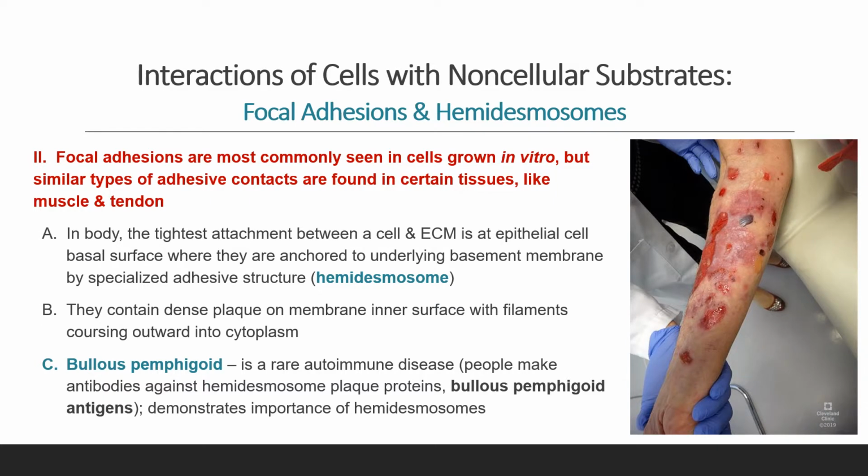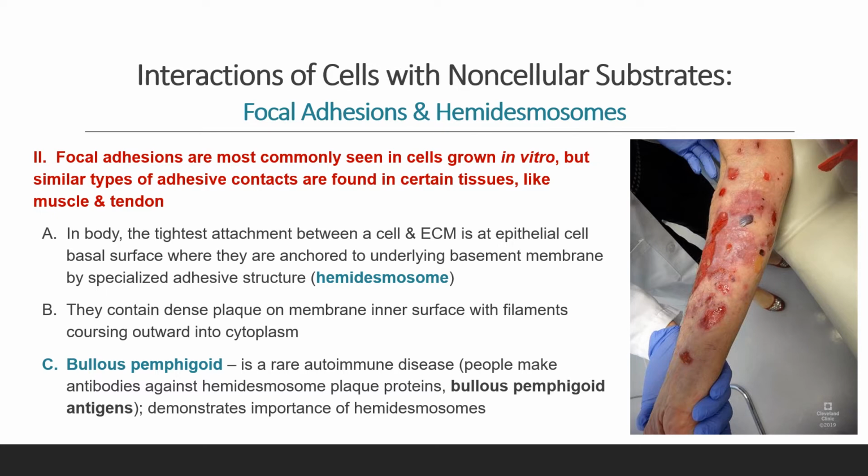So focal adhesions are most commonly seen in cells grown in vitro, but similar types of adhesive contacts are found in certain tissues like the muscles and the tendons. So in the body, the tightest attachment between a cell and the ECM is at the epithelial cell basal surface, where they are anchored to the underlying basement membrane by a specialized adhesive structure called the hemidesmosome.